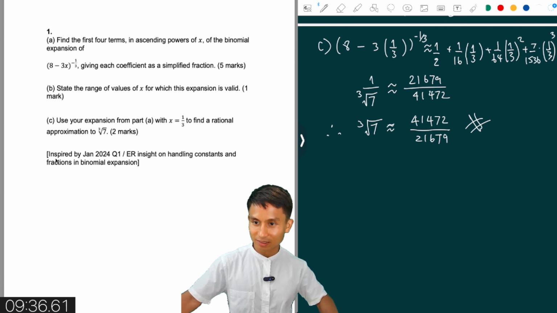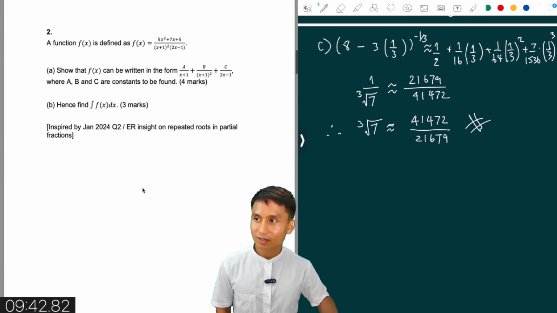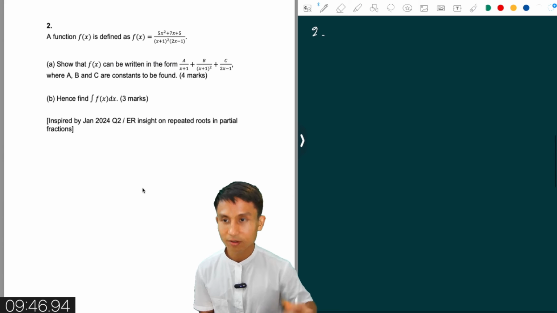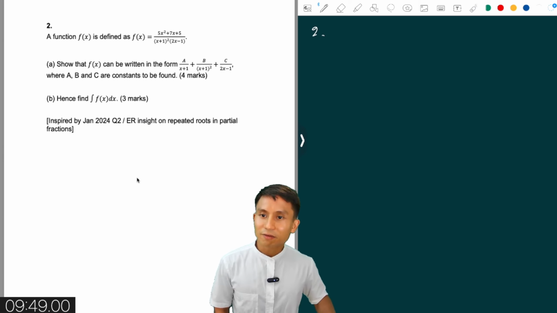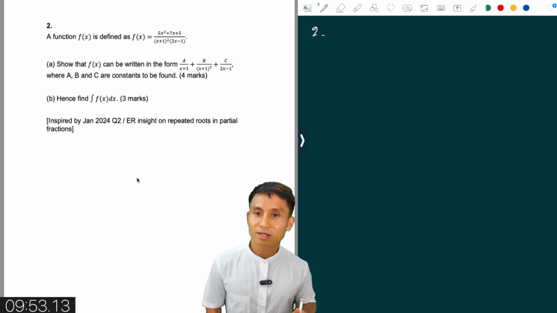So as you can see, this question is inspired by the January 2024 paper. All right. Okay. Next question, number 2. A function f(x) is defined as that. Show that f(x) can be written in the form of that.